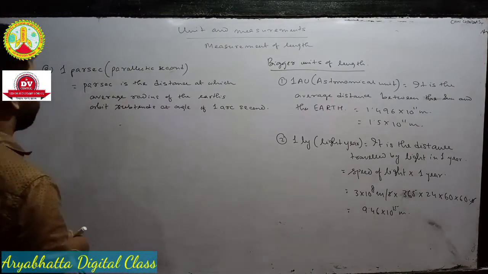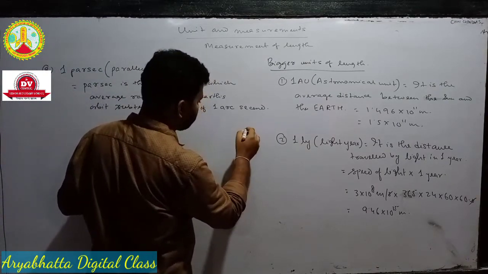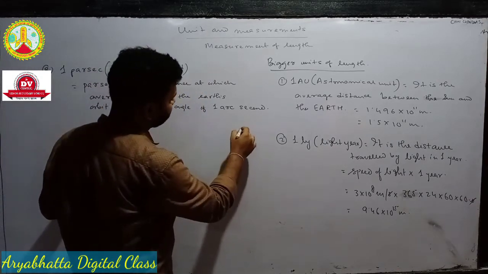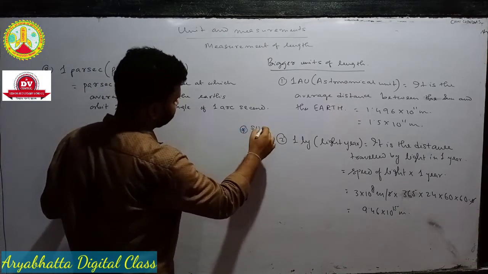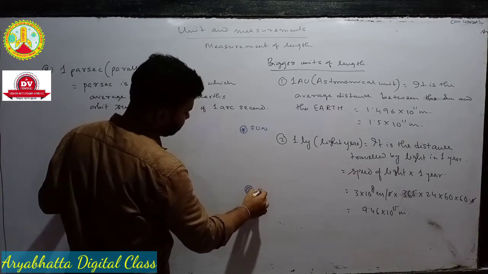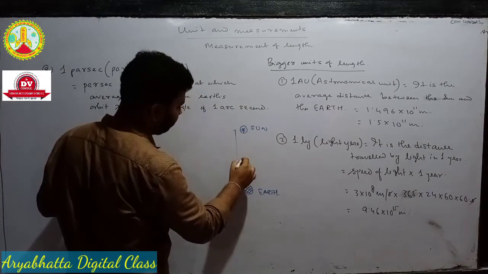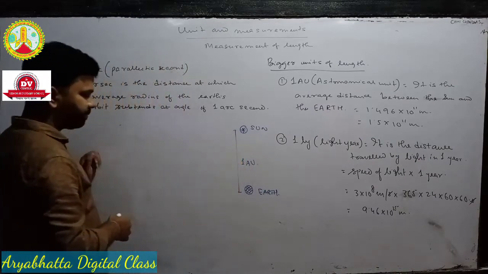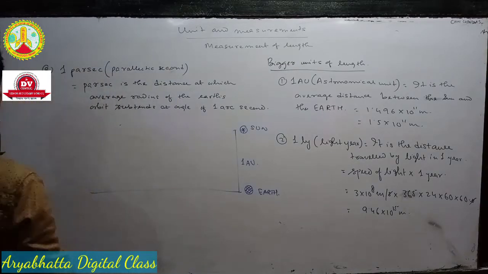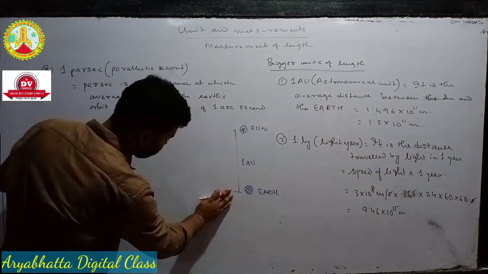Look, what is actually a parsec? This is the sun at this position, and this one is the earth. So what is the distance between the sun and the earth? You know, this is 1 astronomical unit. So imagine here a line, draw here a line.